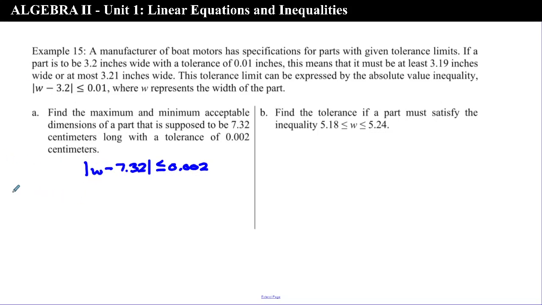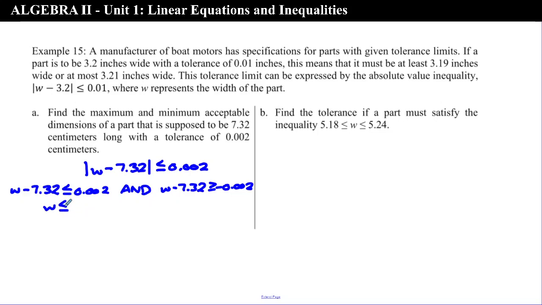So let's split it up like we've been doing. We've got W minus 7.32 is less than or equal to 0.002. Since we have a less than, this is going to be an and statement. And then our other one will be W minus 7.32 is greater than or equal to negative 0.002. Okay, now we're just going to solve. All we have to do is add 7.32 to each side on both of these.